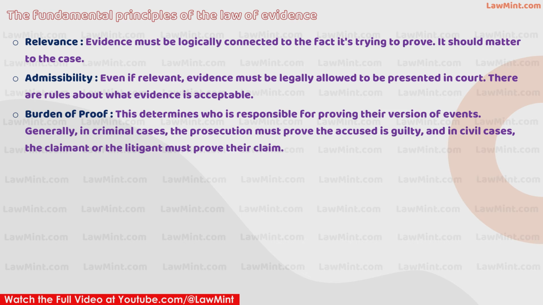court. The third principle is burden of proof, which determines who is responsible for proving their version of events. Generally, in criminal cases, the prosecution must prove that the accused is guilty, whereas in civil cases, the claimant or the litigant must prove their claim.